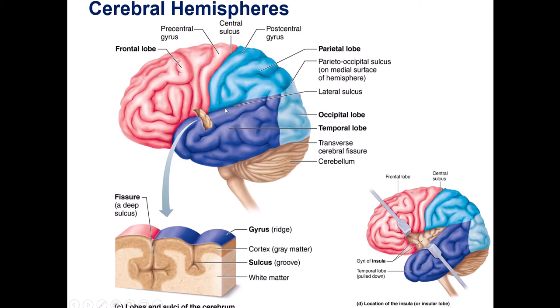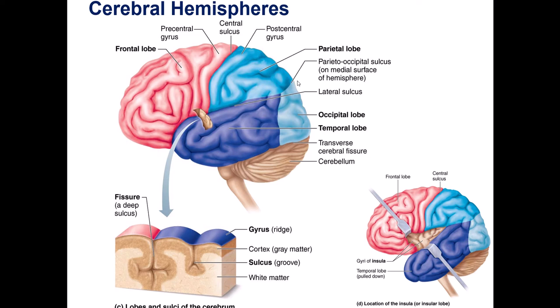So here you can see the 5 lobes again: frontal lobe, parietal lobe, occipital lobe, temporal lobe, and then this really interior lobe called the insula. I always think insulated, so it's a very interior lobe. Separating the parietal lobe from the frontal lobe is the central sulcus. Separating the temporal lobe from the parietal lobe is the lateral sulcus. And then back here we have the parieto-occipital sulcus, separating the parietal lobe from the occipital lobe.